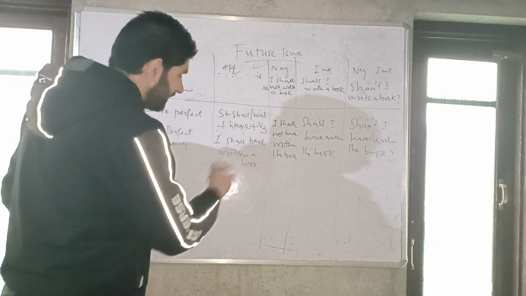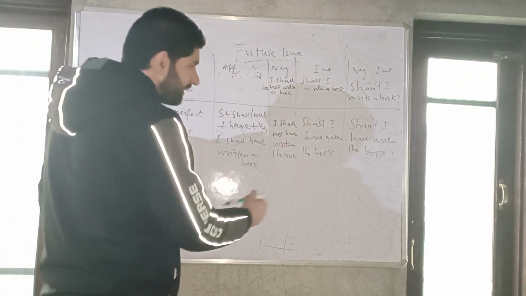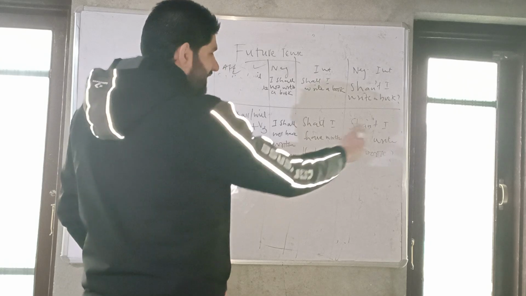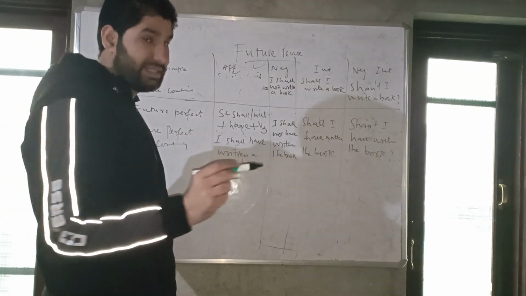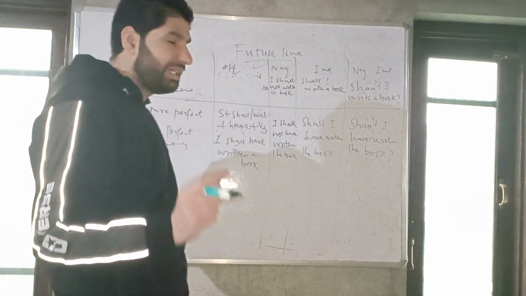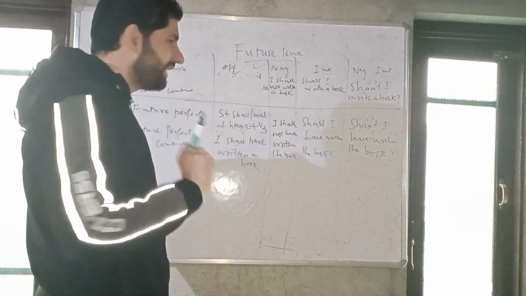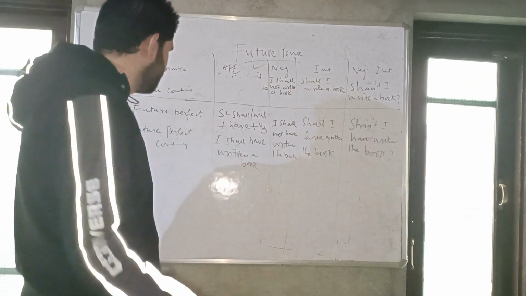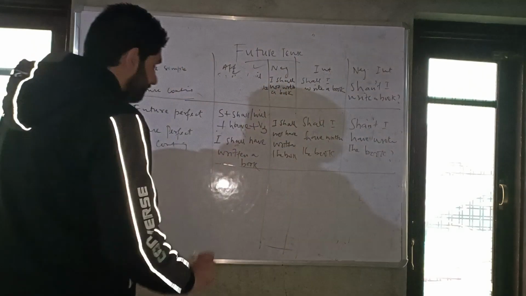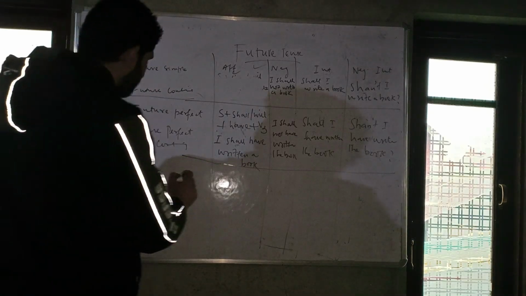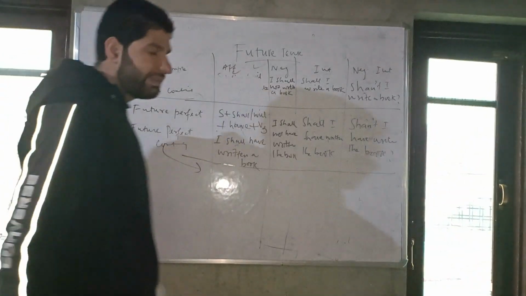And I shall have written a book. I shall not have written a book. Shall I have written a book? Shan't I have written a book? Again, I will request you to practice it. Until and unless you practice it, just for 2 days, practice it. You will never forget it. I can give it that in writing. So this is future perfect. Then we have future perfect continuous.